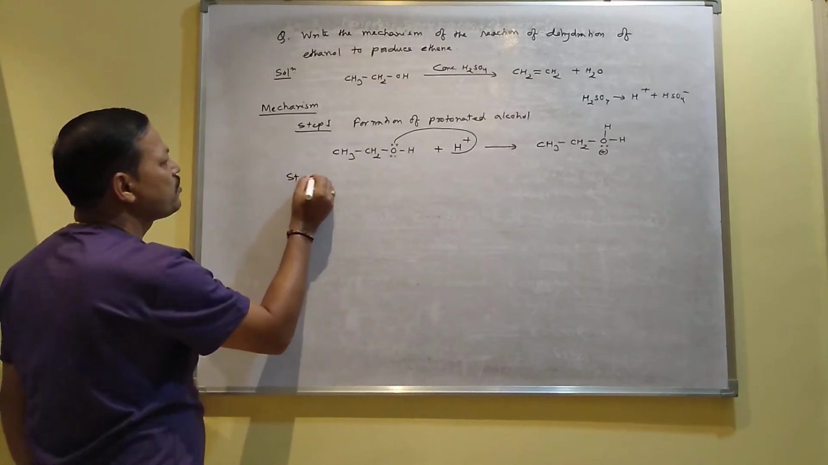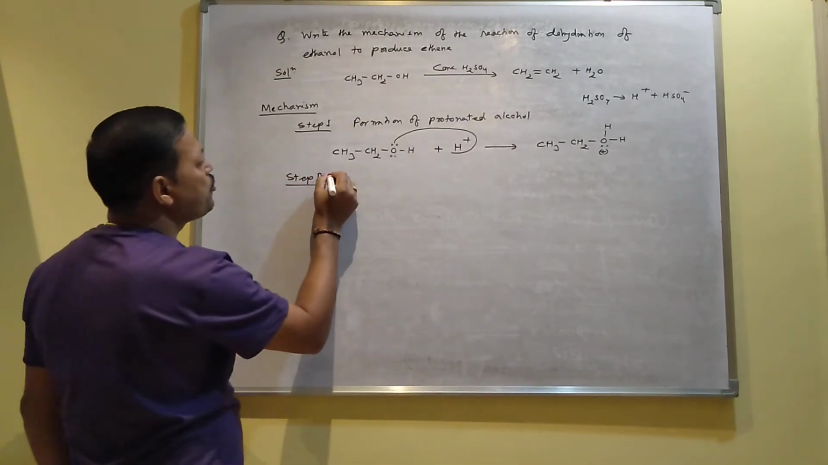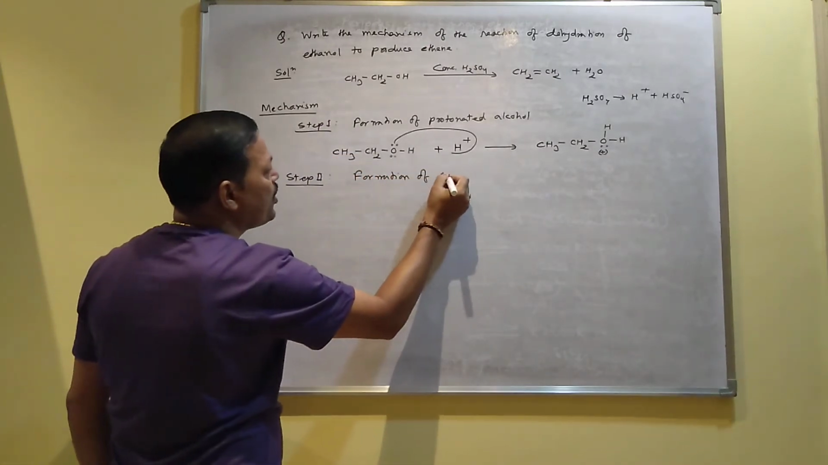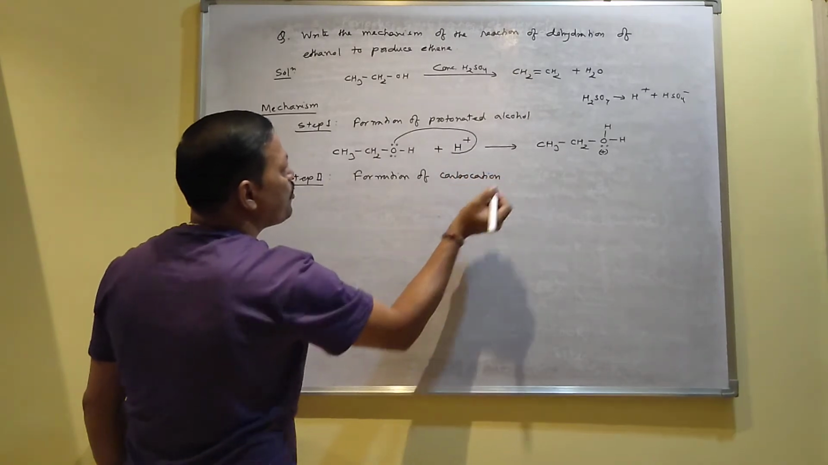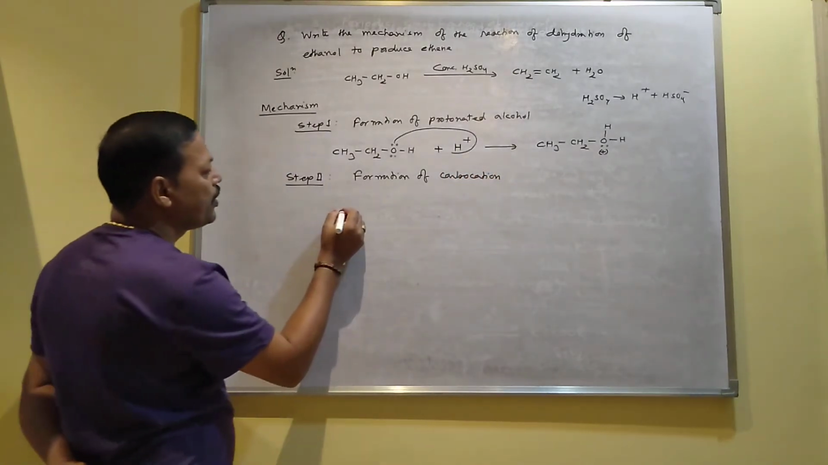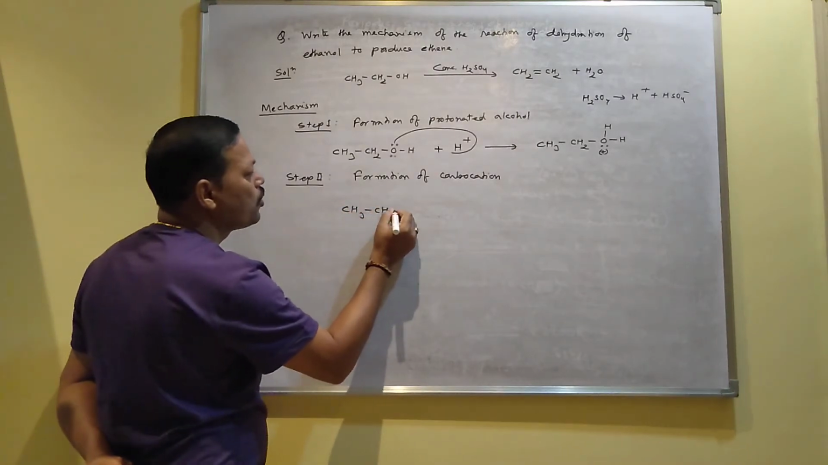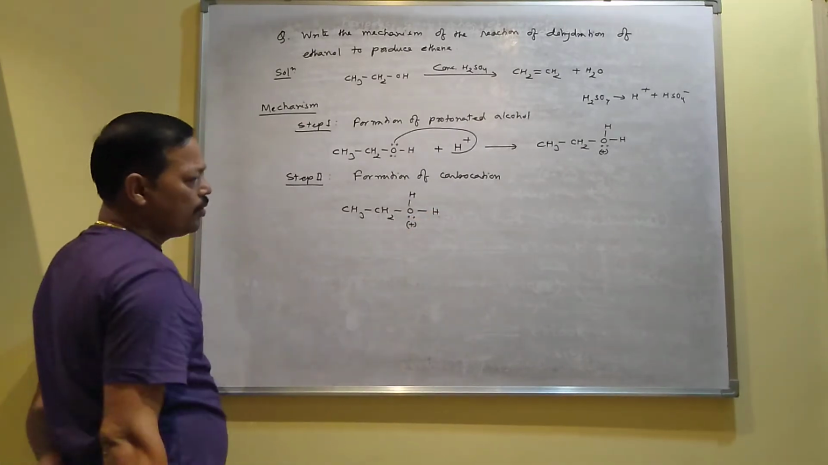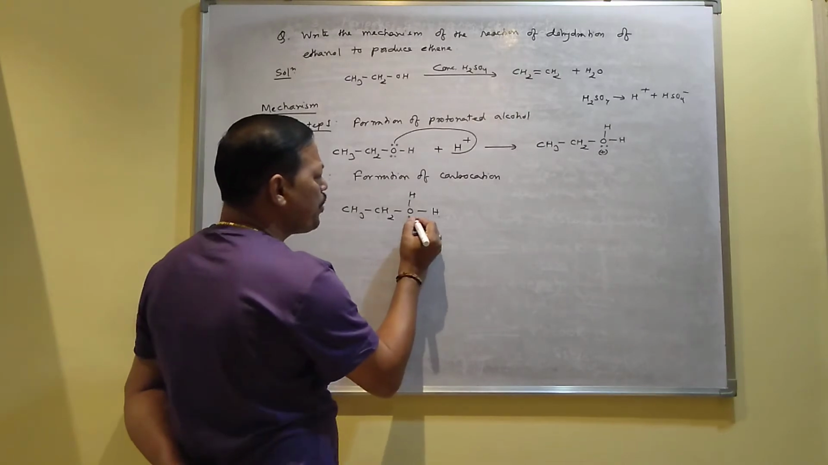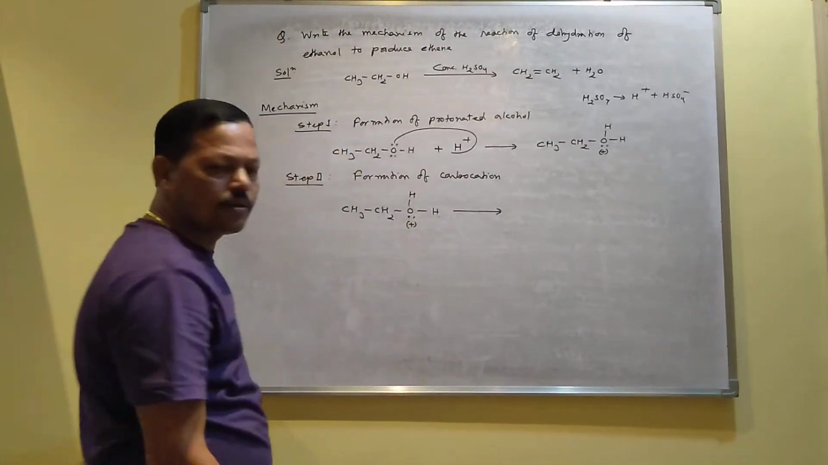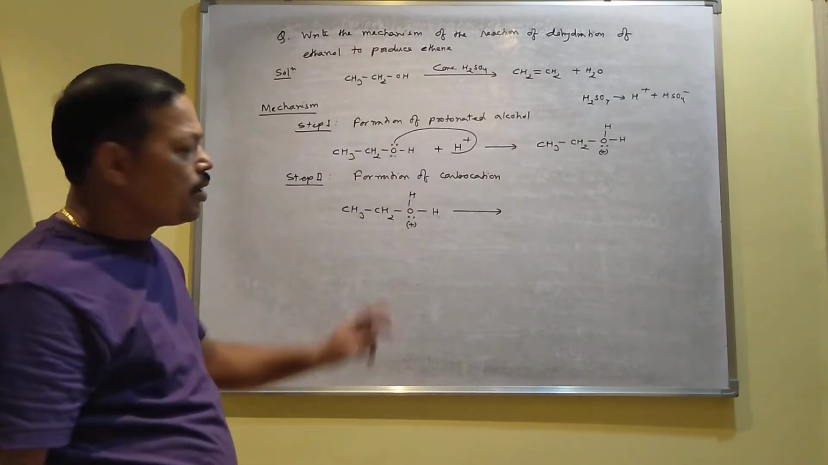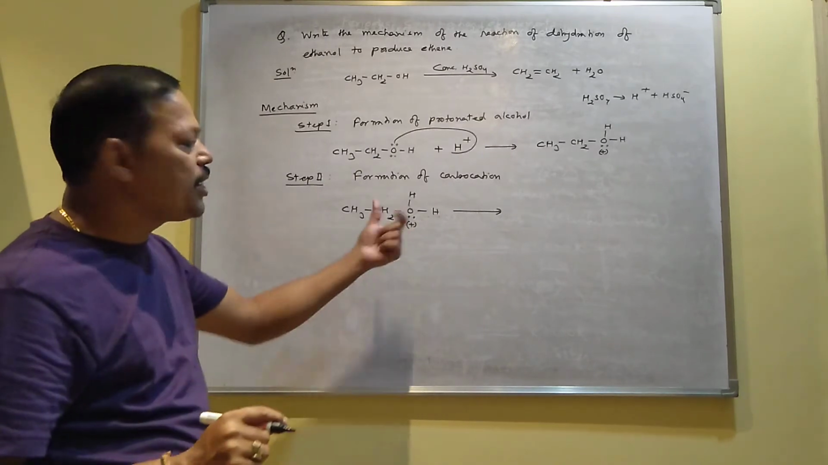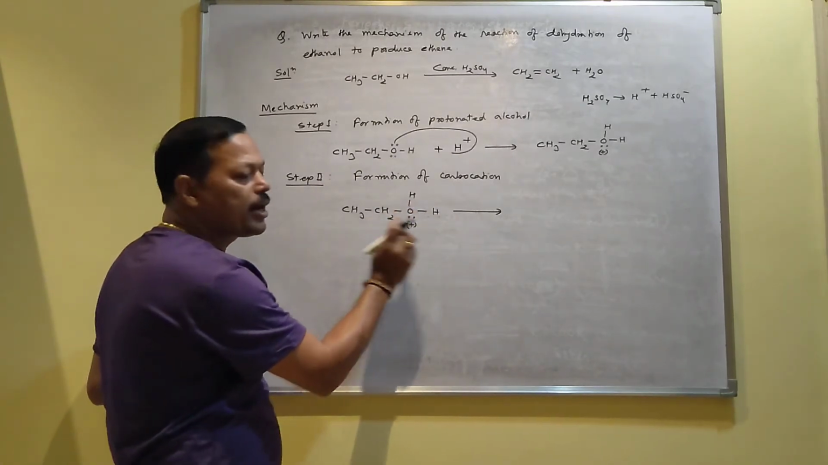In step 2, the name of step 2 is formation of carbocation. In this step, the protonated alcohol which you have got, this is your protonated alcohol. Due to the presence of positive charge, this is unstable. And why does the oxygen carry positive charge? Because it contains 1 lone pair. Oxygen always should contain 2 lone pairs, then it becomes neutral. So due to the presence of 1 lone pair, it becomes positive.